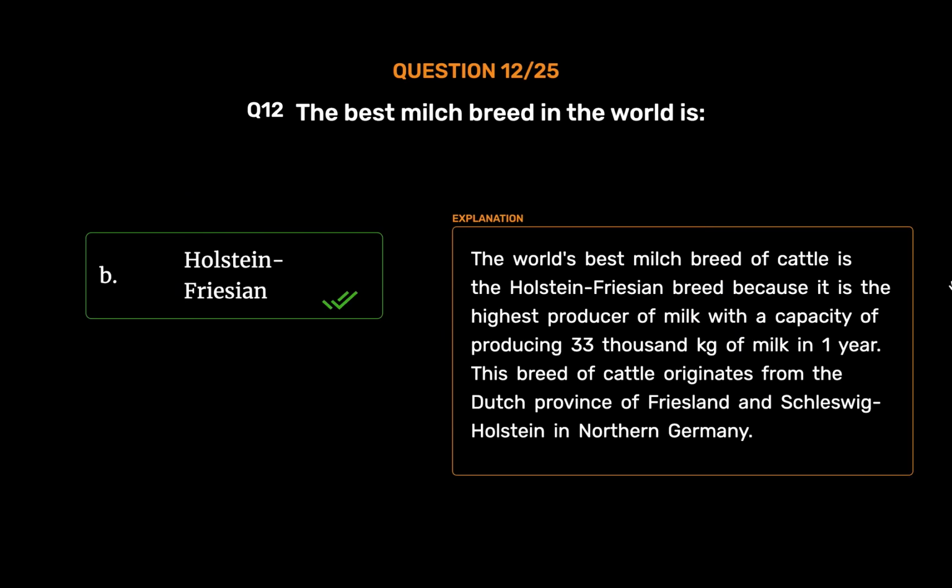Holstein Friesian. The world's best milch breed of cattle is the Holstein Friesian breed because it is the highest producer of milk with a capacity of producing 33,000 kg of milk in 1 year. This breed of cattle originates from the Dutch province of Friesland and Schleswig-Holstein in northern Germany.